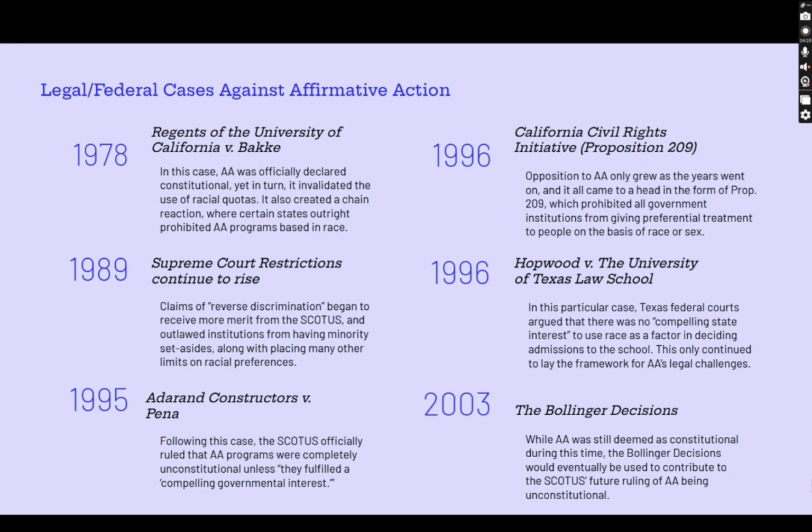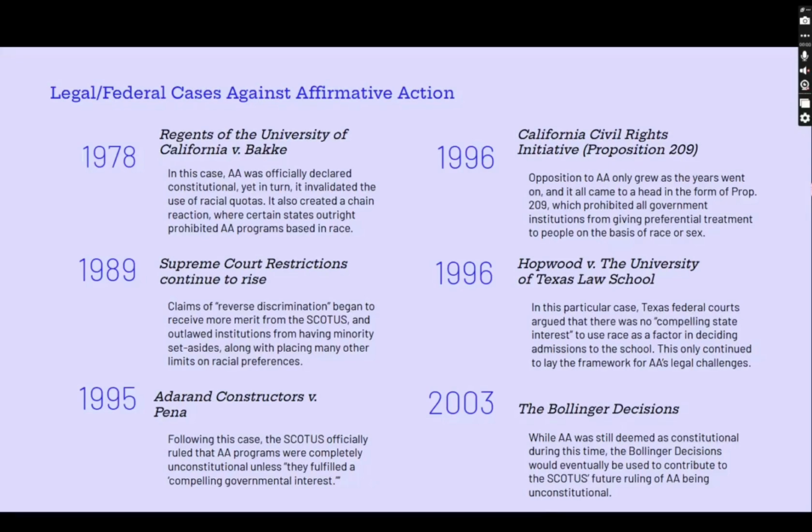In 1989, the Supreme Court continued to enact significant restrictions on affirmative action. The court began to give greater merit to claims of reverse discrimination and completely outlawed the usage of minority set-asides. Along with this, institutions having any sort of minority preference also had many restrictions placed upon them.